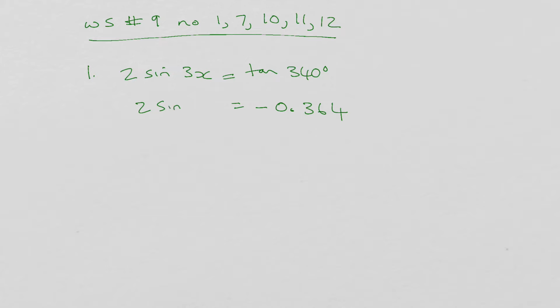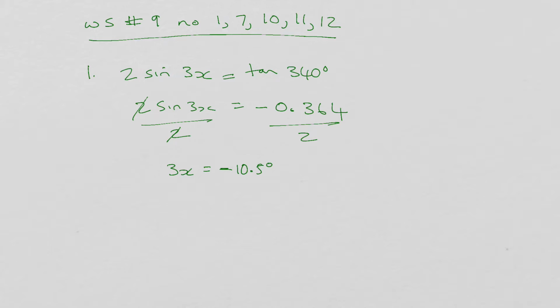And that's 2 sine 3x. We don't want 2 sine 3x. We just want sine 3x. So we're going to do that. And again, I can go shift sine fraction, and my fraction is negative 0.364 over 2, and I'm closing my bracket. And my angle appears to be negative 10.4 or negative 10.5 degrees. So 3x is equal to negative 10.5 degrees.